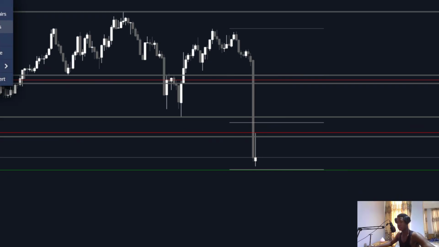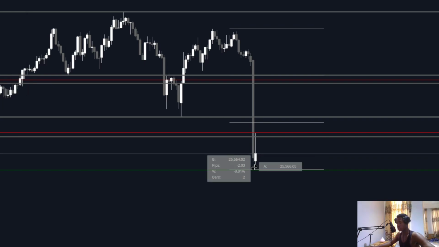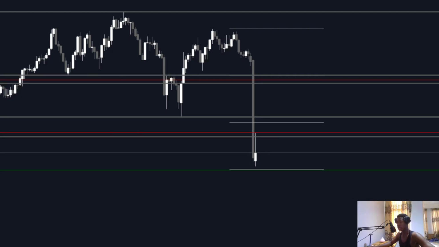I'm sure we're less than a point close to TP. We're less than a point close to TP. That's about 2 pips close to TP.